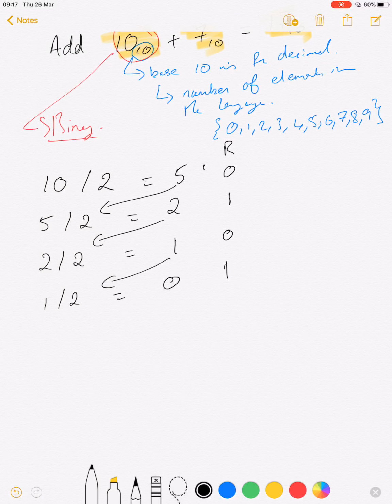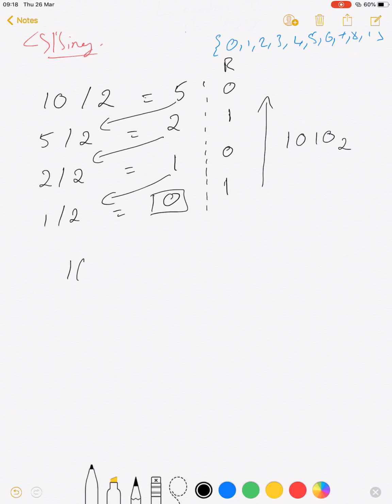So all we've done is divide these numbers repeatedly by 2, which is the base of binary. We get an answer, and then we get a remainder. We note the remainder. When we end up getting a 0 here, we stop, and now we read back up. We read from the bottom up this way, and we get back 1 0 1 0. Now this is a base 2 number. So what we've just done is converted 10 base 10, which is equal to 1 0 1 0 base 2.